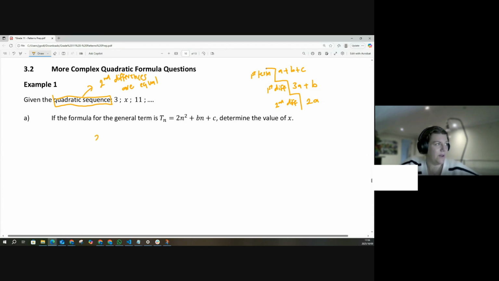So think about what your pattern is. Find your first differences. Find your second differences. Then do an equation and tell me what the value of x is.